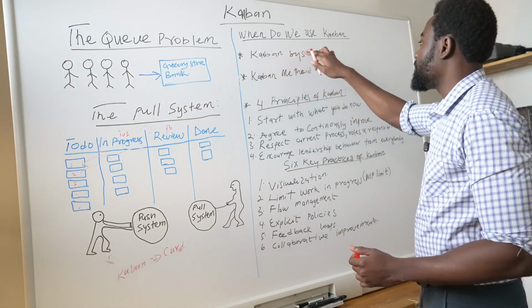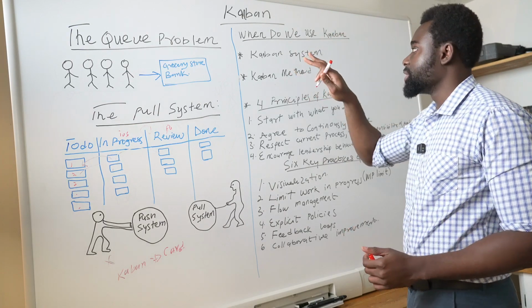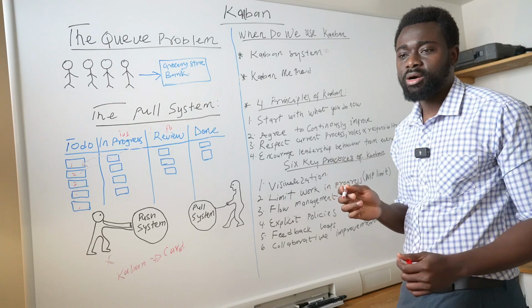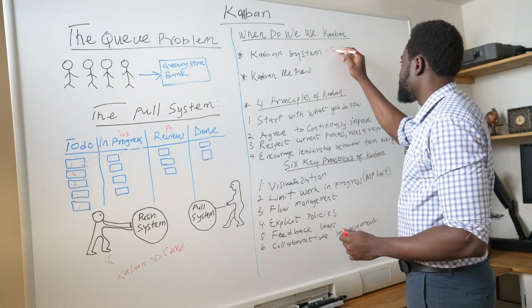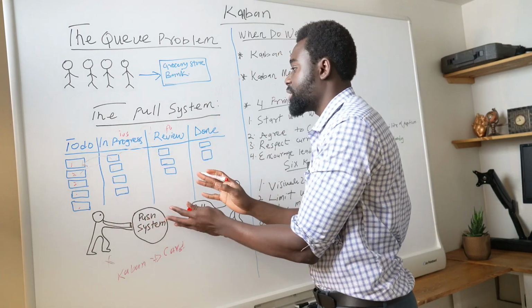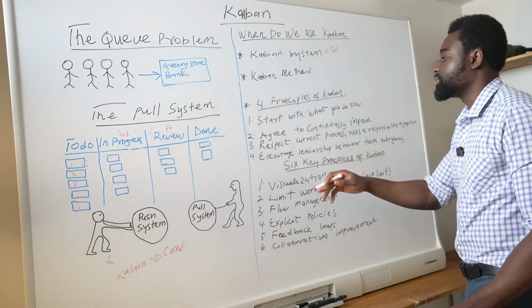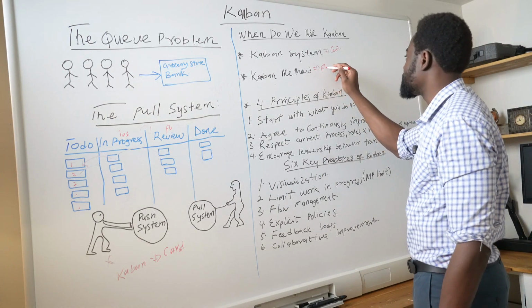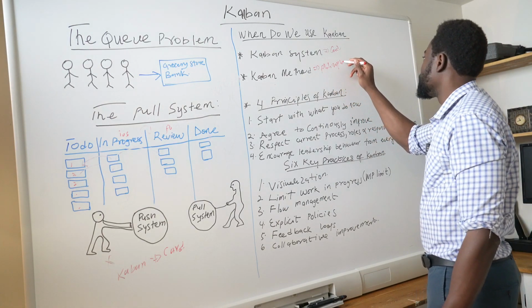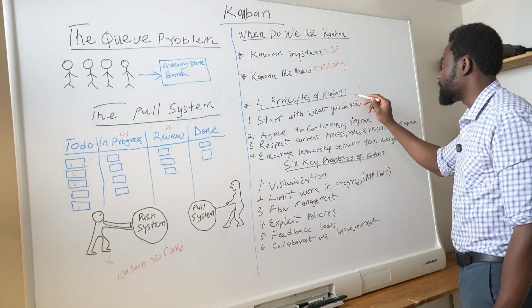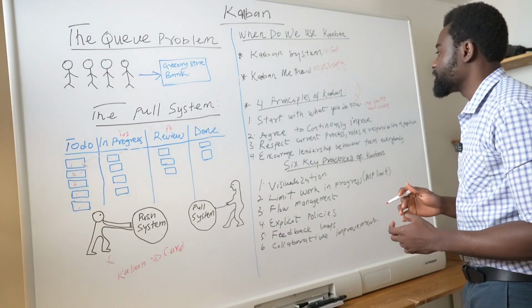But now let's talk about the Kanban system and then the Kanban method. So the Kanban system is just a visual signal or card. So it's more about visualization, as we have here: to do, in progress, review, done, to be able to visualize this. And then the Kanban method is a philosophy which comprises 4 principles that we're going to talk about here. The 4 principles of Kanban.